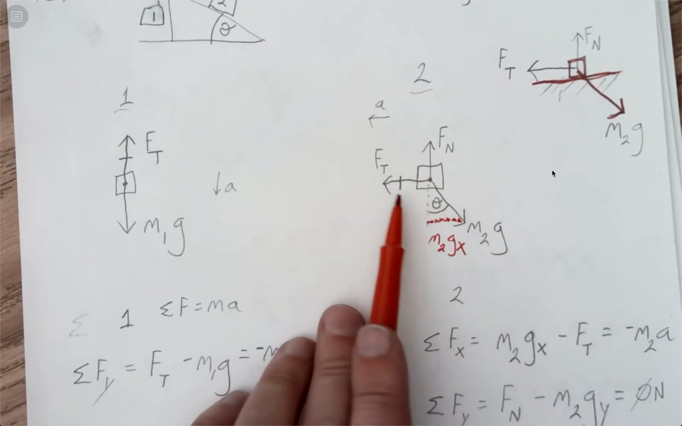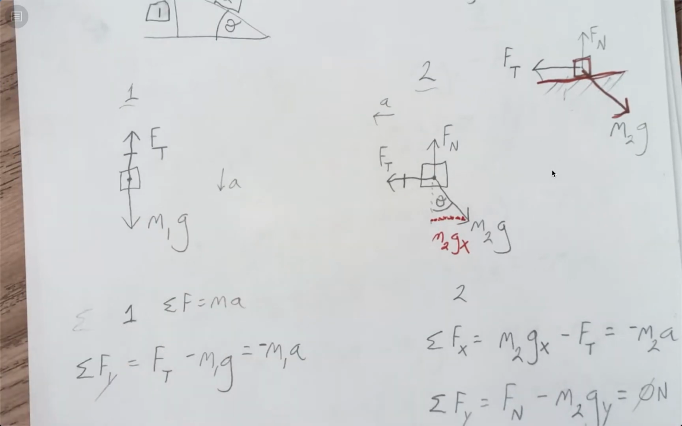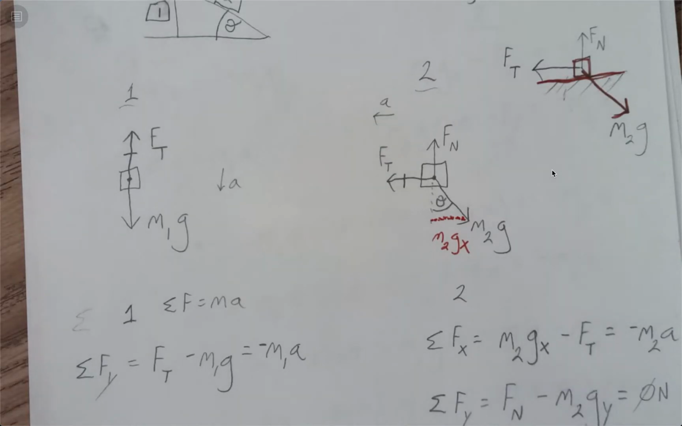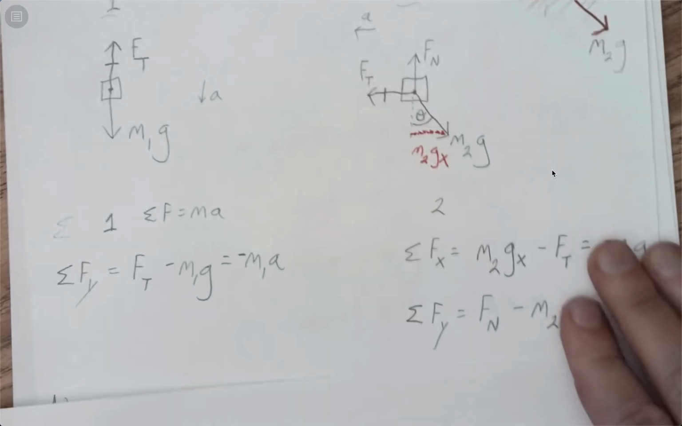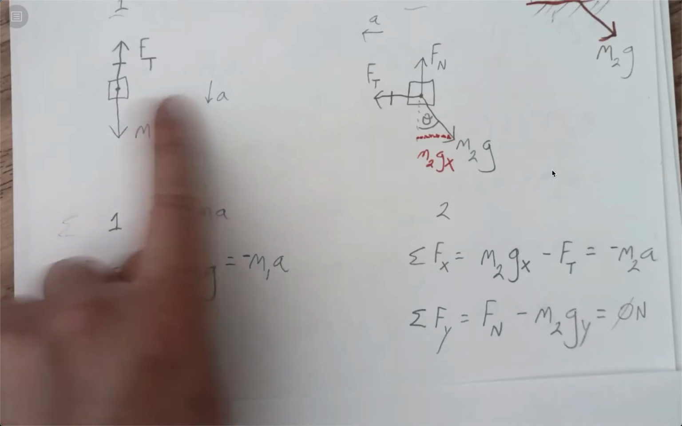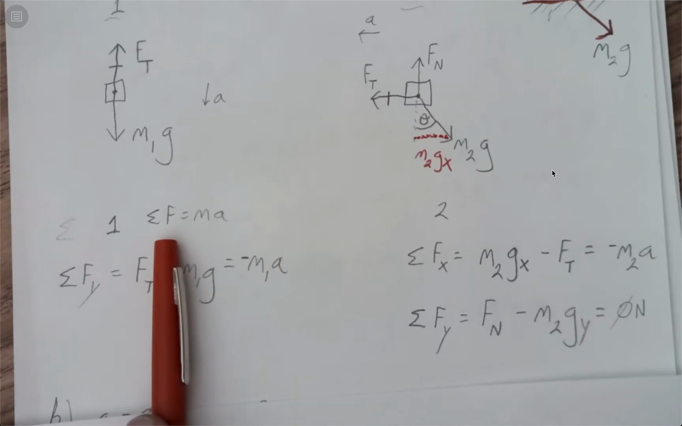And I made this mark right here because this tension is going to be the same tension for both object 1 and object 2. So that's going to lead us now to the mathematical part. Now we're going to take these free body diagrams and break this up into the x and y components. There's no forces in the x direction for mass 1, so the sum of the forces in the x is 0. We're trying to find the net force, which is equal to ma.